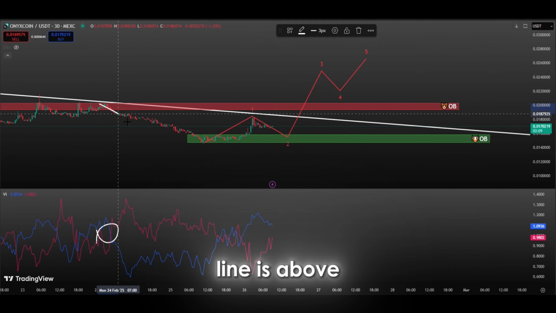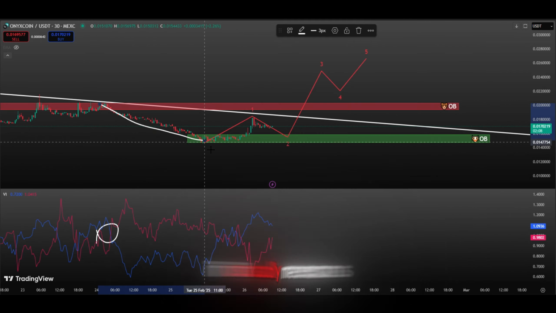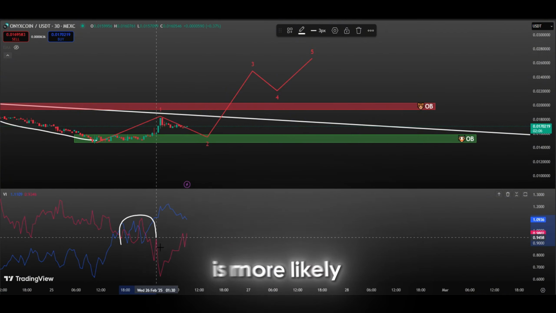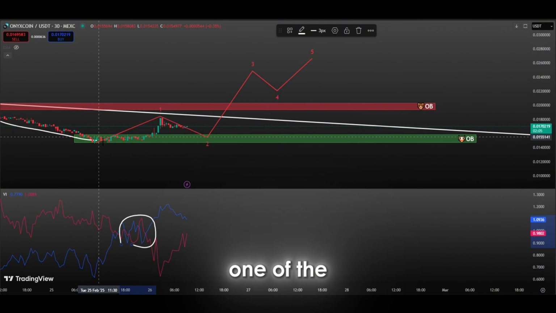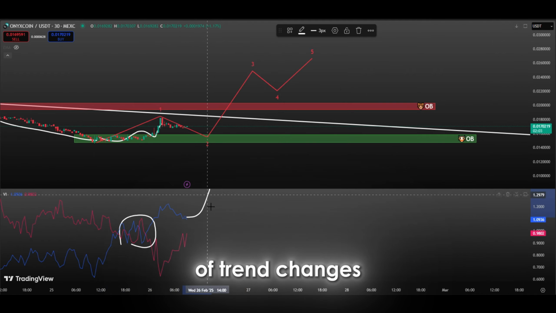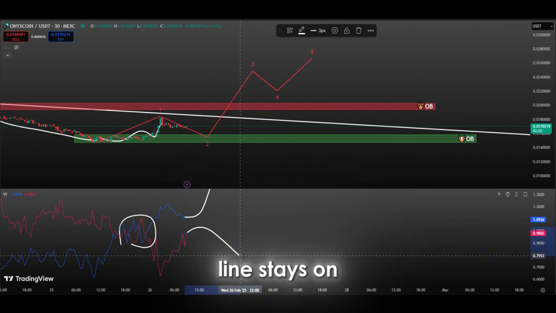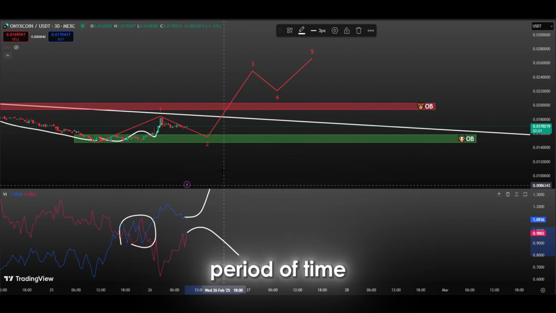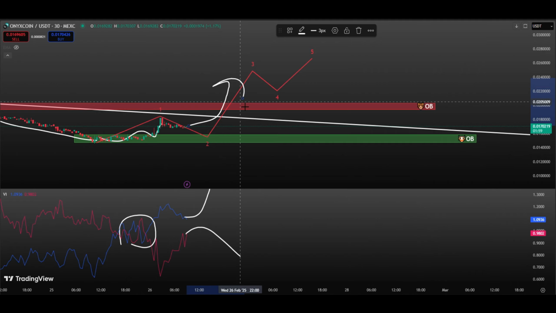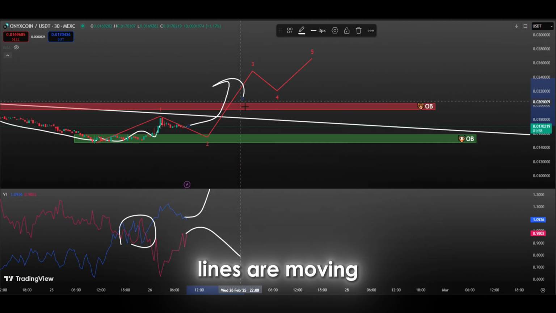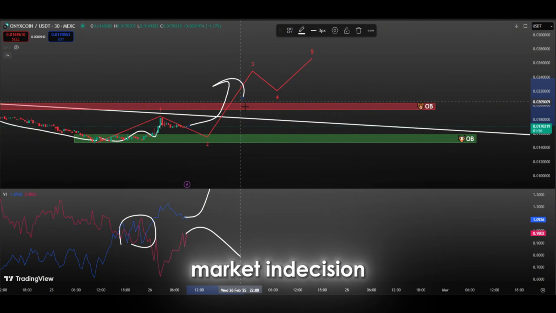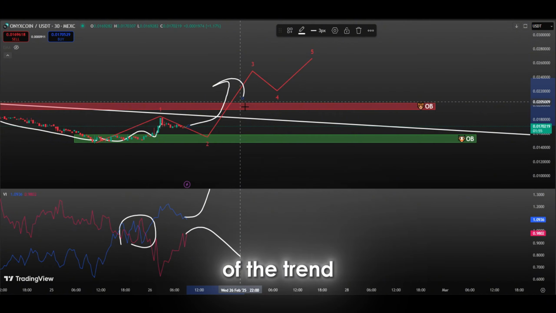When the blue line is above on the vortex indicator, it usually means that buyers have taken control of the market and the price is more likely to move upwards. One of the most important features of this indicator is that it shows early signals of trend changes. If the blue line stays on the upper side for a long period of time, it signals that the uptrend is firmly in place. However, if the blue and red lines are moving close to each other, then there is a possibility of market indecision and a change in the direction of the trend.